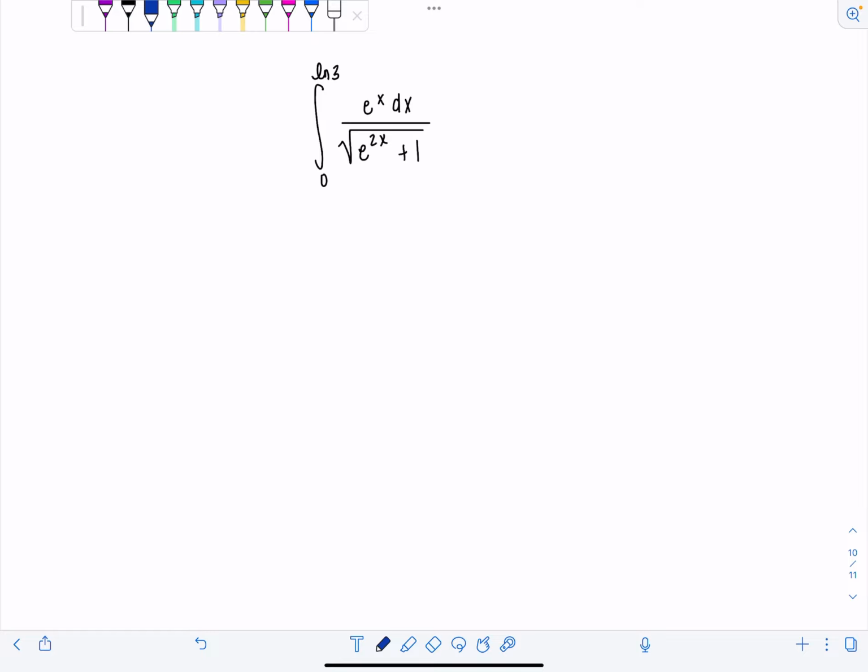Here is the integral for the day. We have the definite integral from 0 to natural log of 3 of e to the x over the square root of e to the 2x plus 1 dx.